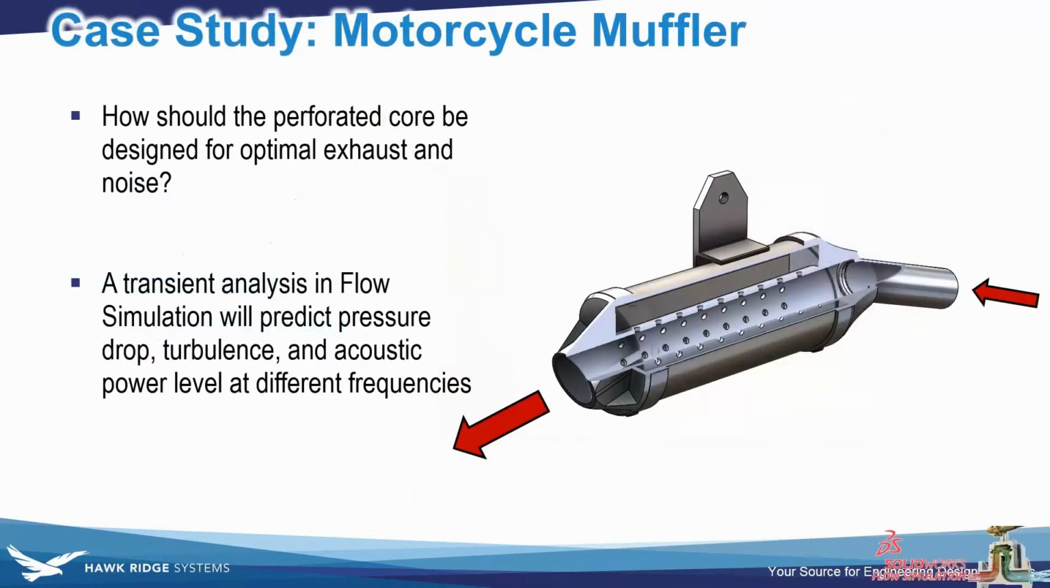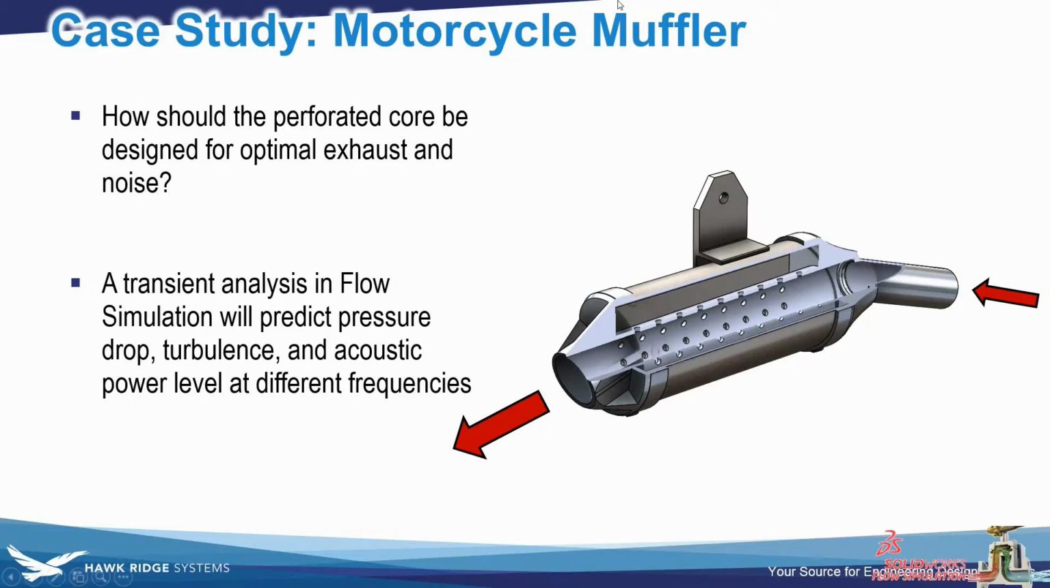And so let's start by taking a look at one example here. This is a motorcycle muffler. And maybe the question in this type of a product might be, how should we design the core, the perforated metal core in the muffler, to improve the exhaust flow, maybe make sure we don't have excessive back pressure, make sure we're getting the right exit velocities for optimal engine scavenging in the header, for example. And also, what is it going to do to the noise? And so what we can do is run a simulation in Flow to predict all of those pressure and velocity results. And if we make it a time-dependent simulation, we're also going to get some of that acoustic information as well.